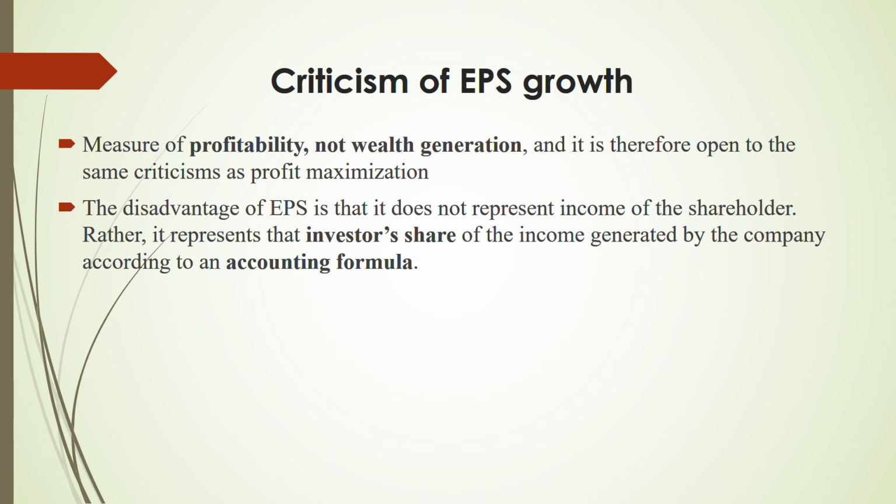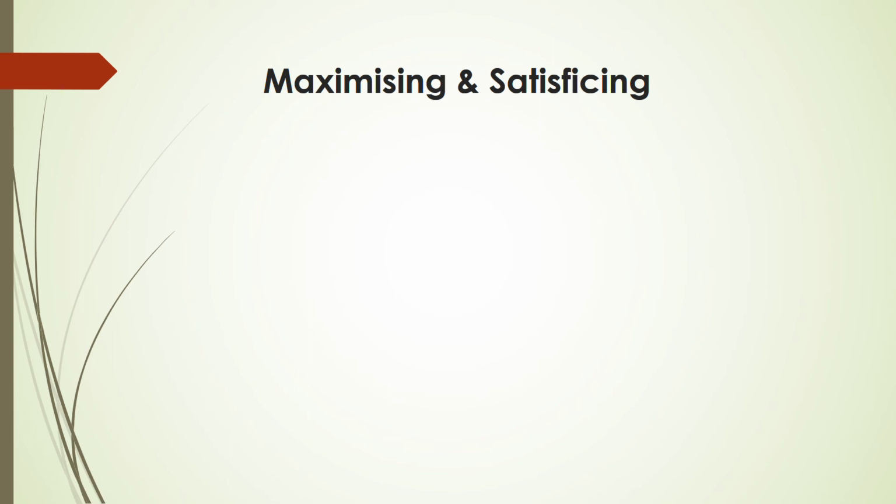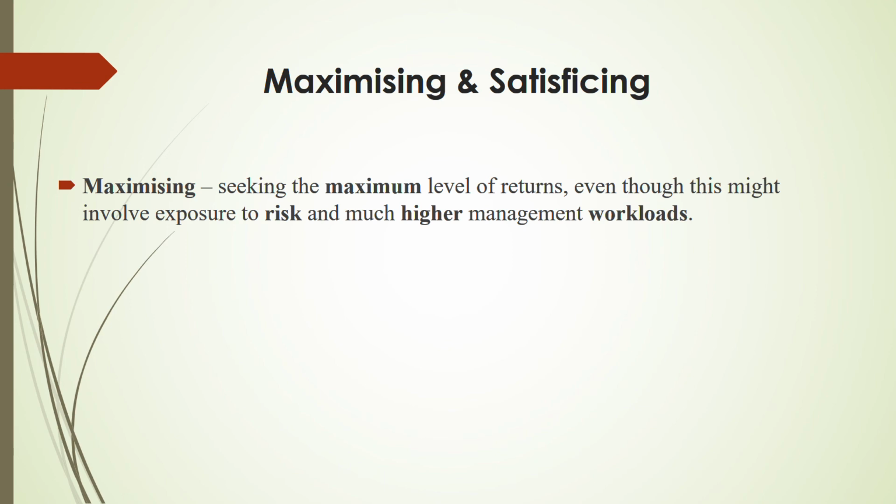And finally, we are concluding this with the difference between maximizing and satisficing. You have to know the difference between these two terms. Shareholders are maximizing their return, or satisficing their return. What is the meaning? Maximizing, the word itself says maximizing, right? I have underlined it in bold. The keywords are maximum level of returns. So to get that maximum level, what will they do? They will take more risk. That means they will have more exposure to risk. And because of that, higher management workload, you have to work harder now. Because nothing comes free of cost. If you want maximum return, you have to work maximum.